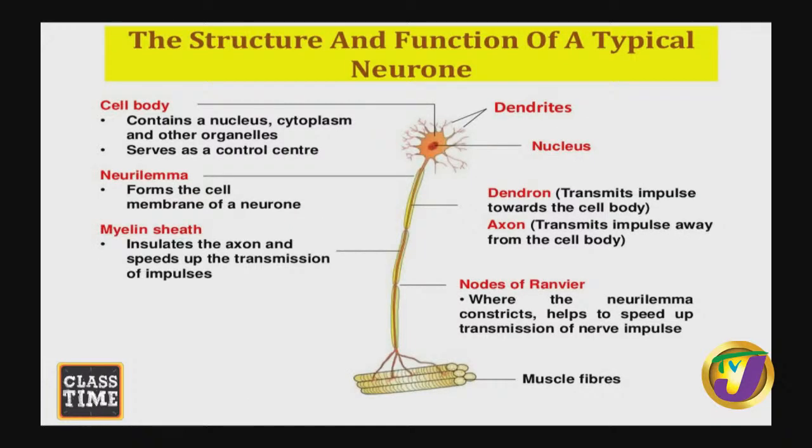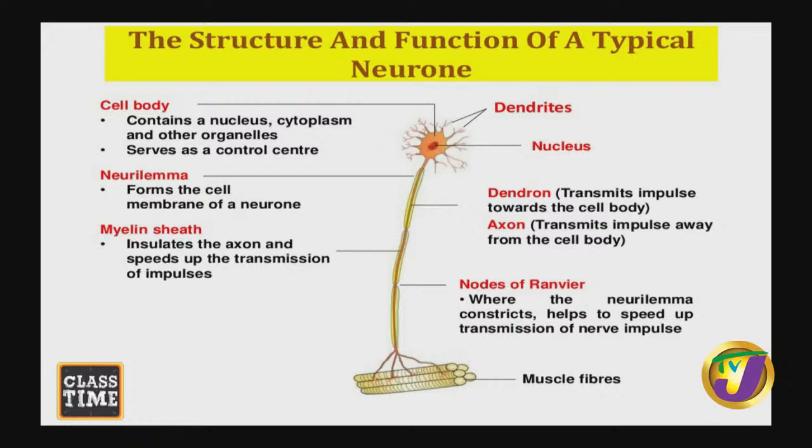Now you should be able to label a typical neuron. And this is a diagram of a typical neuron stating the functions of the different parts. So you need to know the cell body, the dendrites, the dendron, and the difference between a dendron and an axon. A dendron takes impulses towards the cell body. An axon transmits impulses away from the cell body.